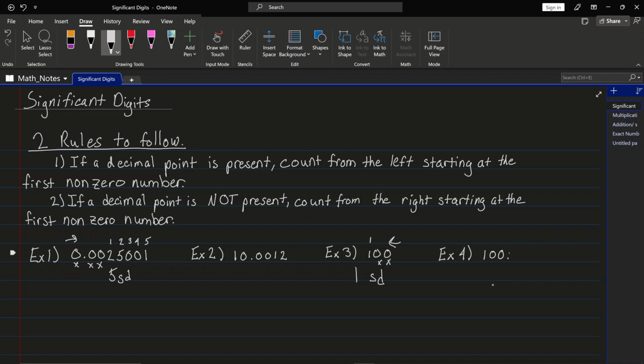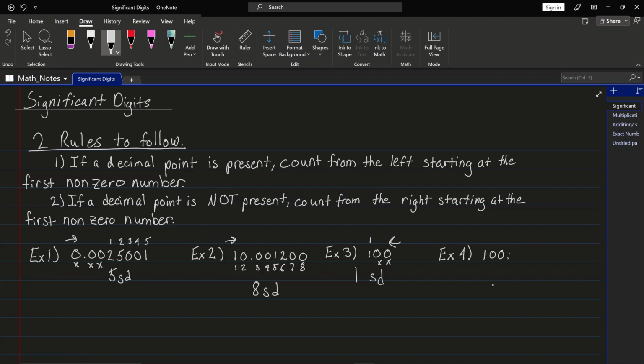Now let's go with these other two examples. Looking at this number, I see a decimal point is present, so I'm going to start counting from the left, starting at a digit that is not zero. So 1, 2, 3, 4, 5, 6. Go all the way until you hit the end of the number. So this would have 6 significant digits. And if I put 2 zeros here, I just keep on counting, so this one would have 8 significant digits.